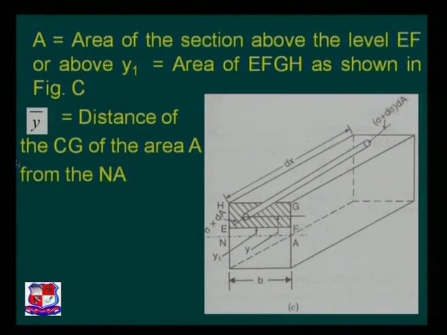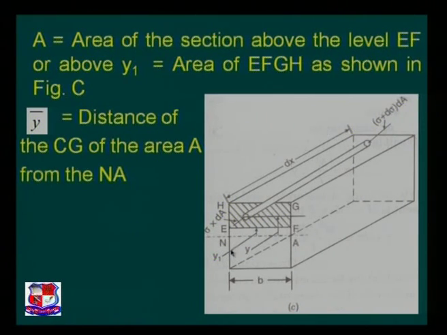So A is the area of the section above the level EF. Interesting point: area of the section above the level EF or above the y1. That means this area, the hatched area which has been shown over here, area of E, F, G, H, where y bar is the distance of the CG of the area A from the neutral axis. See, CG to the neutral axis.